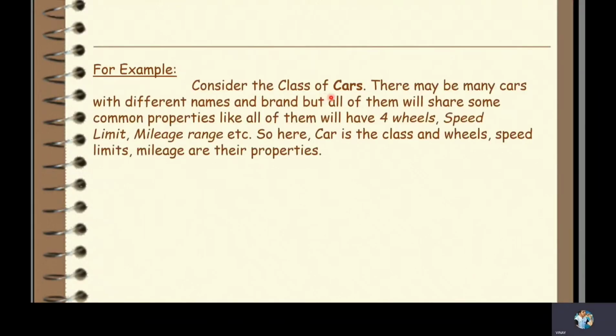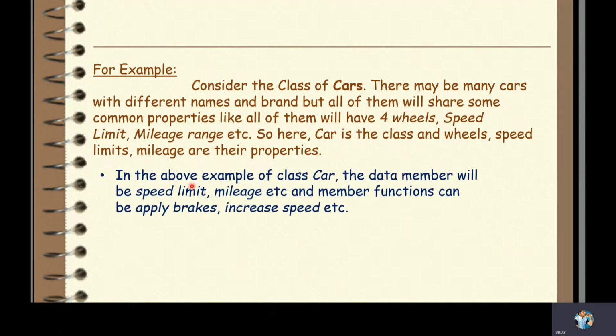Consider the class of cars. There may be many cars with different names and brands, but all of them will share some common properties, like all of them will have four wheels, speed limit, mileage range, etc. So here car is the class and wheels, speed, speed limit, mileage are their properties. In the above example of class car, the data members will be speed limit, mileage, etc. And member functions can be apply brakes, increase speed, etc.